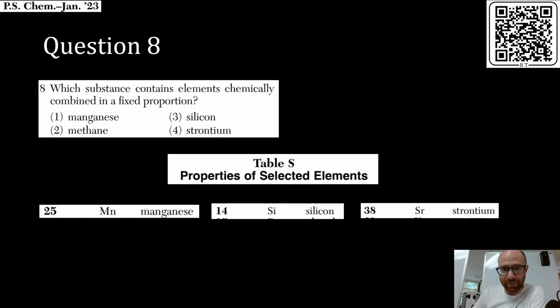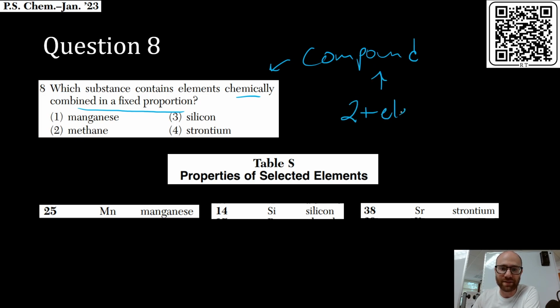This is one of the vocab questions you're going to see in part A. Which substance contains elements chemically combined in a fixed proportion? That is a definition. That is code for compound. And that translates to 2 or more elements. If you don't have all the elements of the periodic table memorized, that's okay. You're not expected to. But you might have to then spend some time looking at table S, which gives you properties of selected elements. So if it's on table S, it's not a compound. That's how we're going to find an answer to this question.